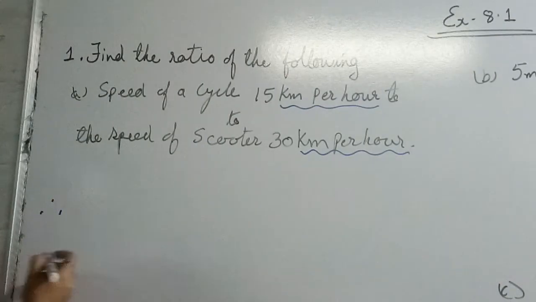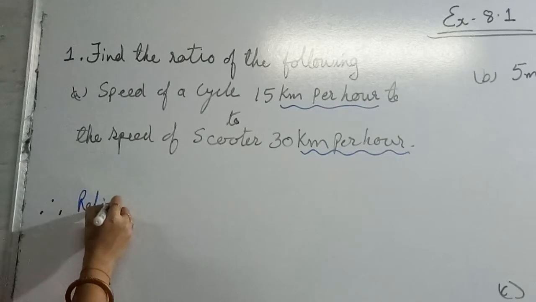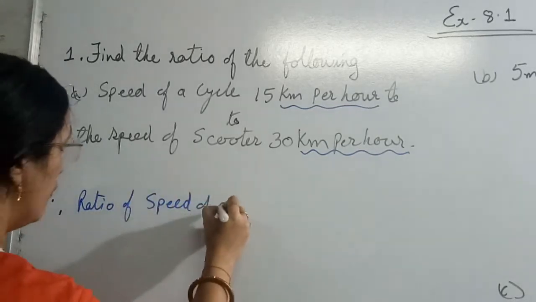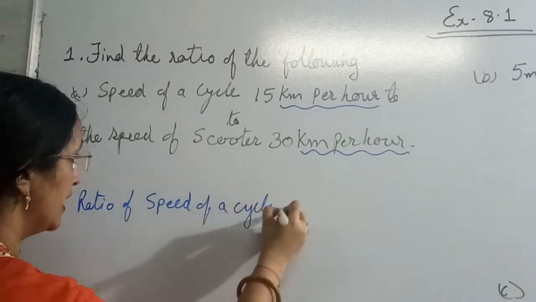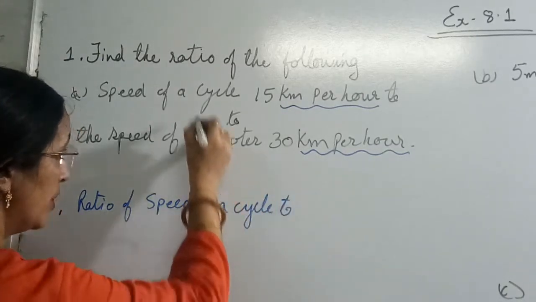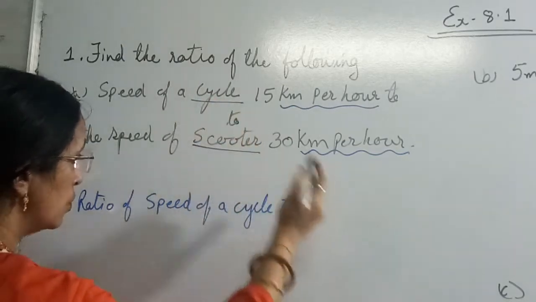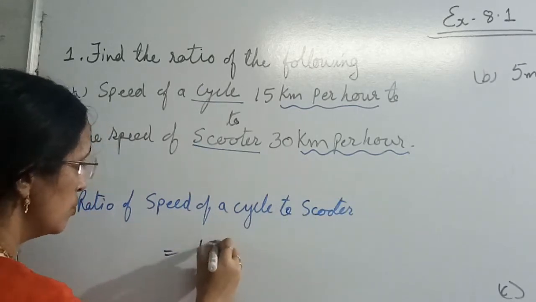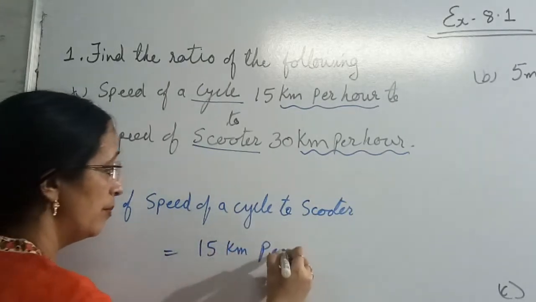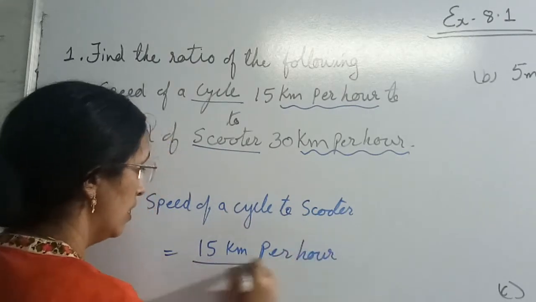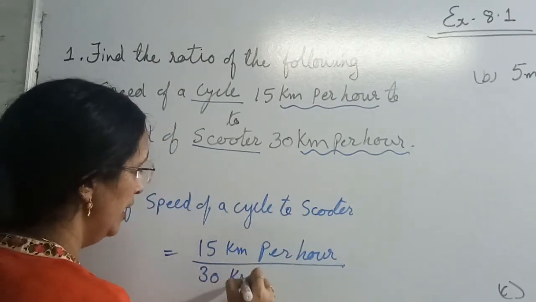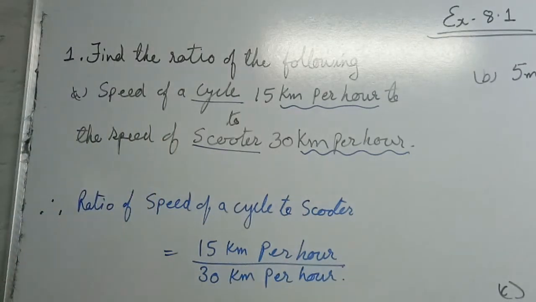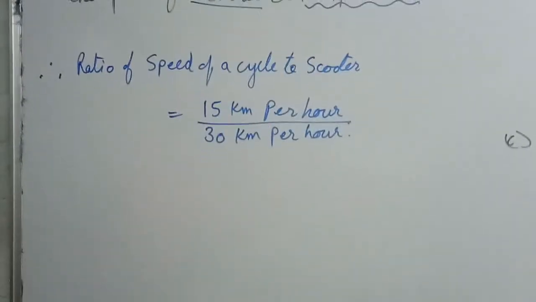Therefore, the ratio of the speed of a cycle to the speed of a scooter is equal to 15 kilometer per hour upon 30 kilometer per hour. You can see. So what will happen now?